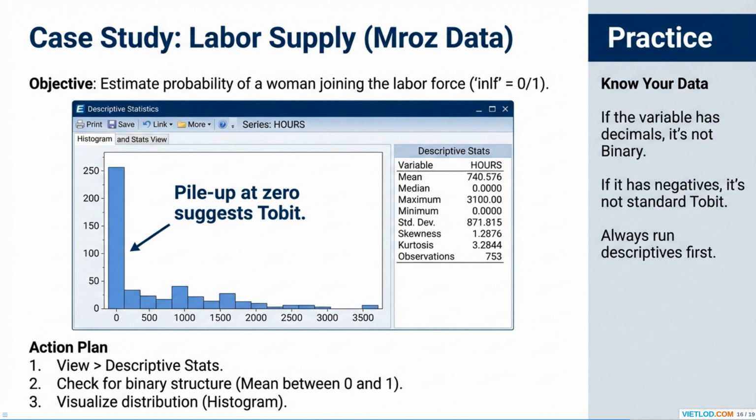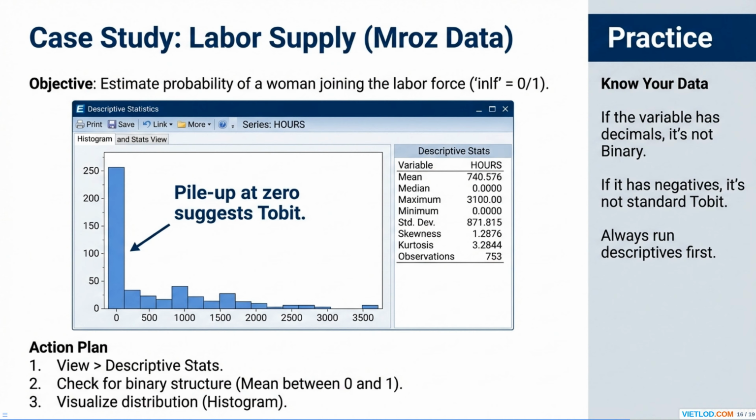We're examining a case study on labor supply using the MROZ data, with an objective to estimate the probability of a woman joining the labor force, a binary outcome. However, before modeling, it is crucial to understand the structure of our variables. As highlighted in our practice tips, we must always run descriptives first. Our action plan involves viewing descriptive statistics, checking for binary structure, and visualizing the distribution with a histogram.